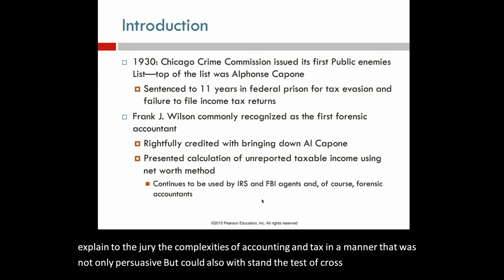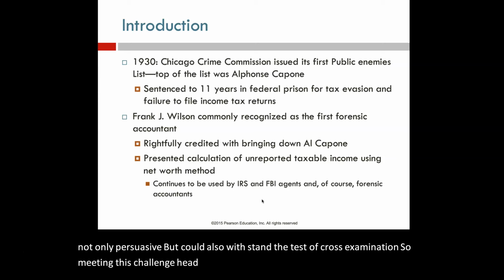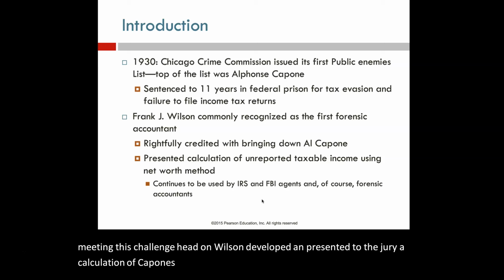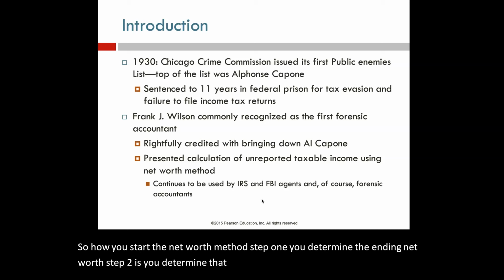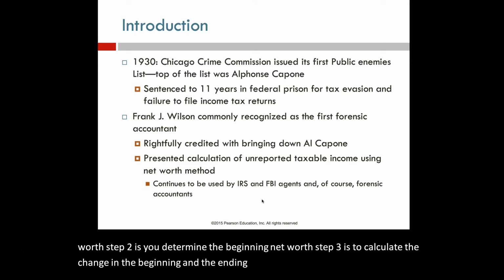Meeting this challenge head-on, Wilson developed and presented to the jury a calculation of Capone's unreported taxable income using the net worth method. So how do you start the net worth method? Step 1, you determine the ending net worth. Step 2 is you determine the beginning net worth. Step 3 is to calculate the change between the beginning and the ending balances of your net worth.